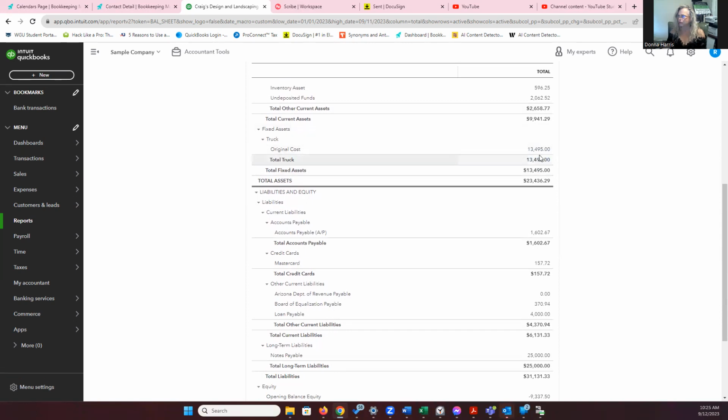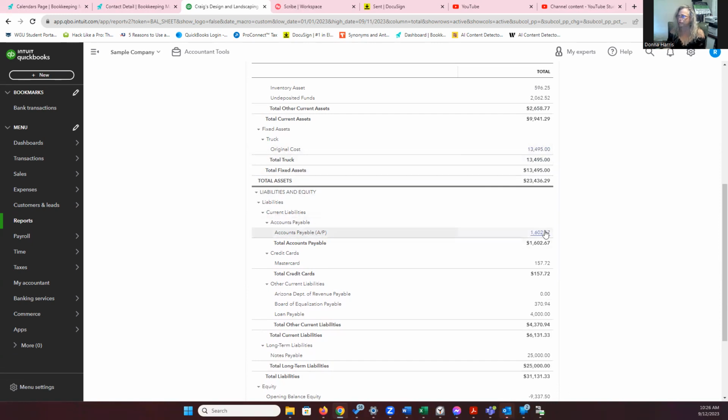And usually there would be. I usually have the depreciation as a sub account under the original cost so we can see exactly how those are offsetting each other. So that's the current book value of this truck.